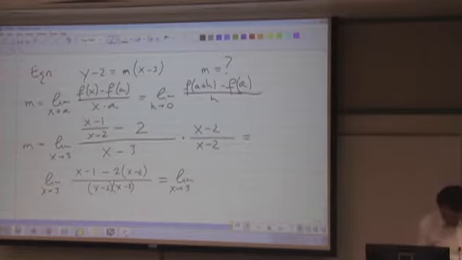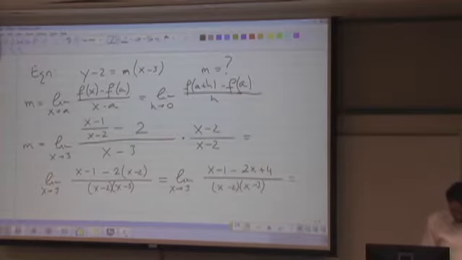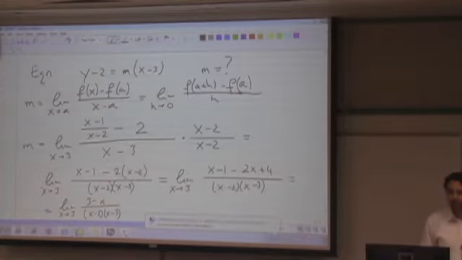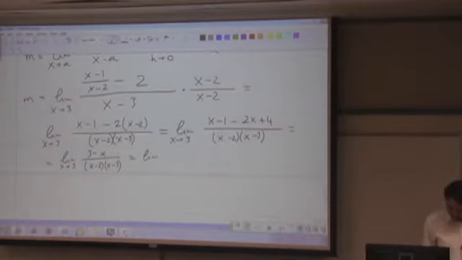Okay, so now we have x minus 1 minus 2x plus 4 divided by x minus 2 times x minus 3. And so this is equal to the limit, as x goes to 3, of 3 minus x divided by x minus 2 times x minus 3, which equals the limit, as x goes to 3, of minus 1 over x minus 2, which is minus 1.